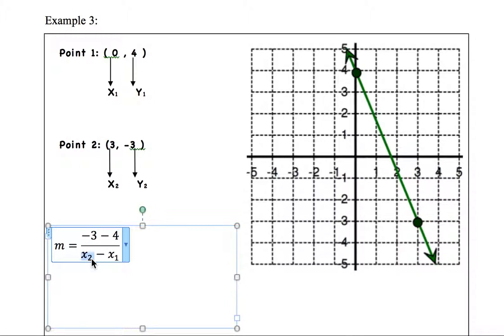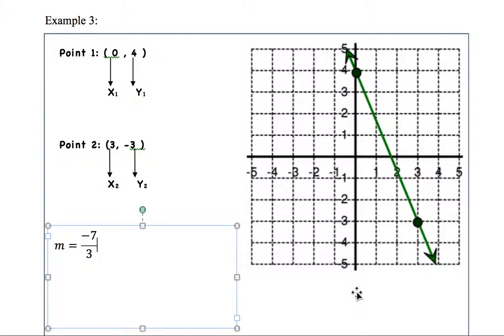Now I need my x. I go to point number 2. The x value for point 2 is 3. Now I go to point number 1. My x value is 0. So negative 3 subtract 4. You might need to use a number line for this. Negative 3 subtract 4 is negative 7. 3 minus 0 is 3. So I end up with a slope of negative 7 over 3. Let's check that against our graph. 1, 2, 3, 4, 5, 6, 7. 1, 2, 3. It worked.